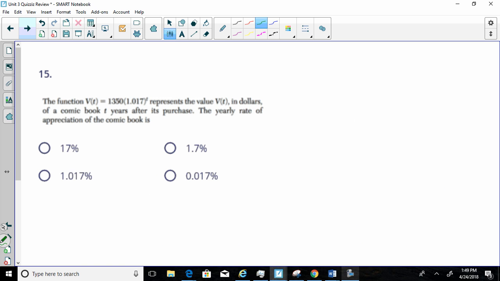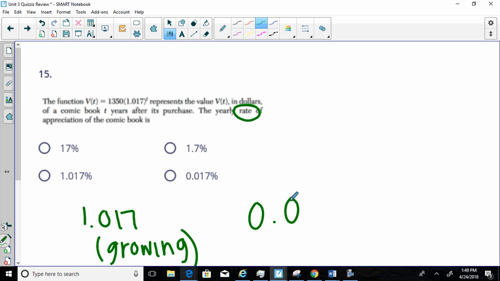Okay. So this is like what Jada was talking about. Is it asking for the rate? So remember, factor is the B. What is inside the parentheses? So what is your factor here? 1.017. If they just asked for the factor, that would be your answer. But they're asking for the yearly rate. What does 1 mean? It's growing or increasing, right? So 1 just tells me it's growing. Then how do I get this into a percent?